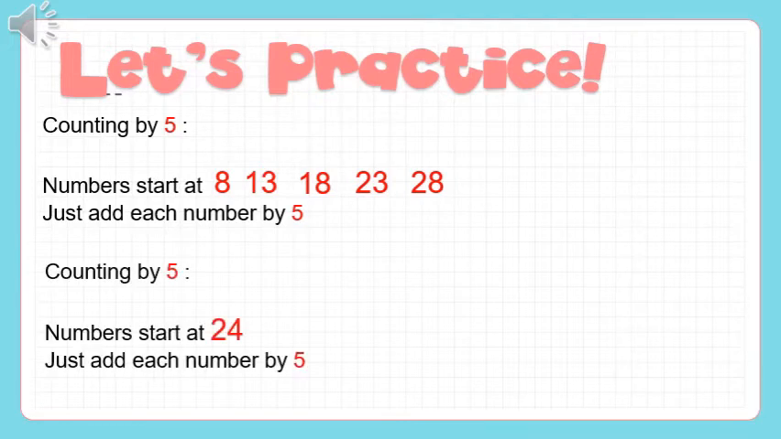Counting up by 5, starting from the number 24. We are just going to add each number by 5. 24 plus 5, 29. 29 plus 5, 34. 34 plus 5, 39. And 39 plus 5 is 44. So when you count by 5, starting from 24, it's going to be 24, 29, 34, 39, and 44.